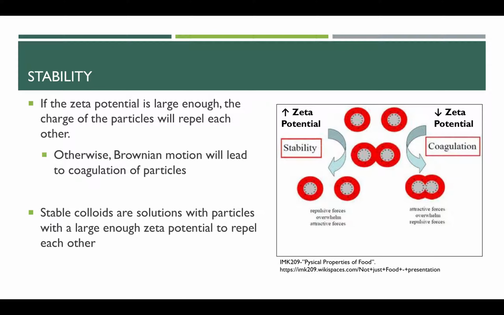The zeta potential plays a huge role in the stability of a colloid. Earlier we had talked about how Brownian motion causes particles in a colloid to aggregate. Well, the zeta potential works to counteract these effects of Brownian motion. If the zeta potential is large enough, meaning that the particles at the outer boundary of the diffuse layer have a large enough charge, then the particles can repel each other. This keeps the particles from coagulating and allows the colloid to remain stable.